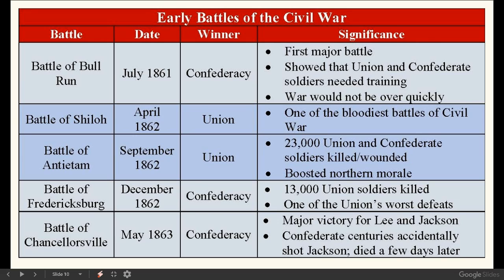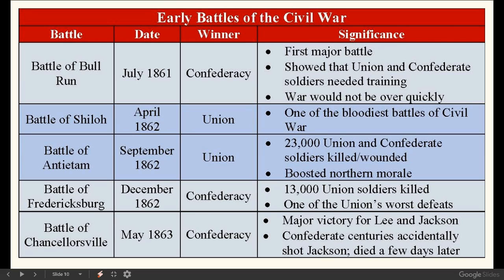All right, a couple of early battles in the first couple of years of the Civil War here. The first one is the Battle of Bull Run, which was the first major battle in the Civil War. It takes place in July 1861. And it showed that the Union and Confederate soldiers needed a lot of training. And it also demonstrated that the war would not be over very quickly.